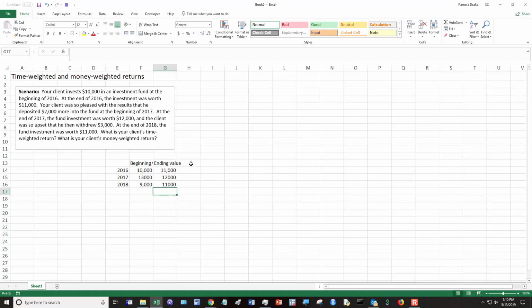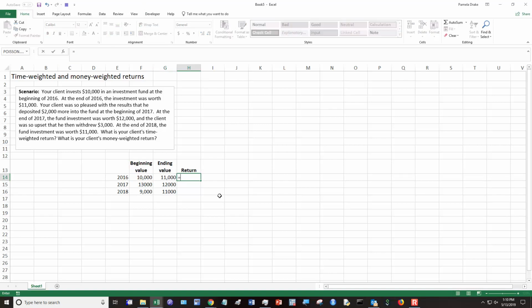From here, we calculate the return. Neaten this up a little bit, make it easier to read. Now we calculate the return, and it's simply the ending value minus the beginning value divided by the beginning value. And we'll put that in return form just to make it easier to interpret. And we'll copy that down to the end. So now we have a return for each of the 3 years involved.